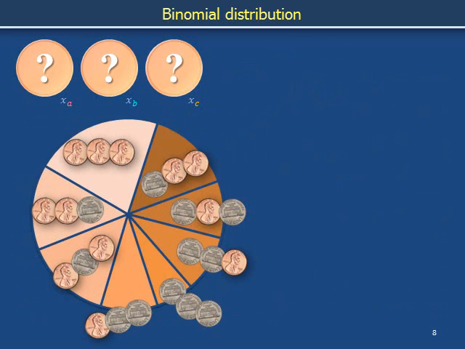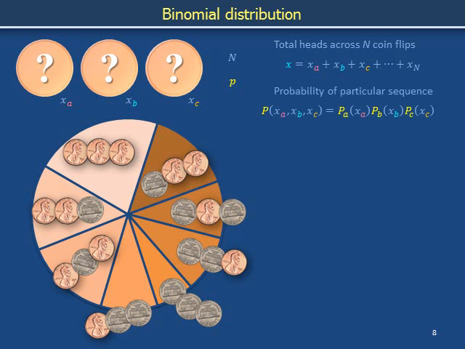Our purpose is to write down the probability for obtaining a particular total number of heads, x equals x sub a plus x sub b plus x sub c plus so forth, from capital N tosses, given that each individual coin toss is a Bernoulli trial with probability p. What is the probability of a particular sequence? Assuming that individual coin tosses do not influence each other, we say that they are statistically independent.